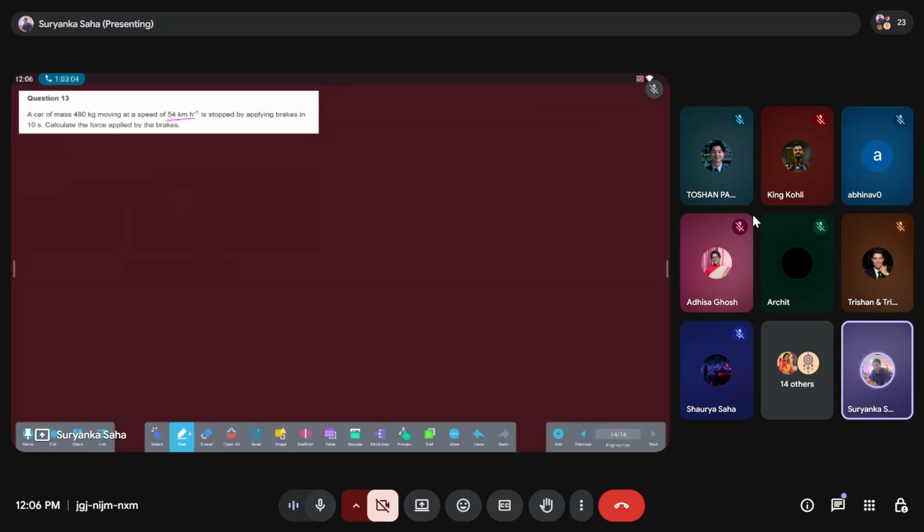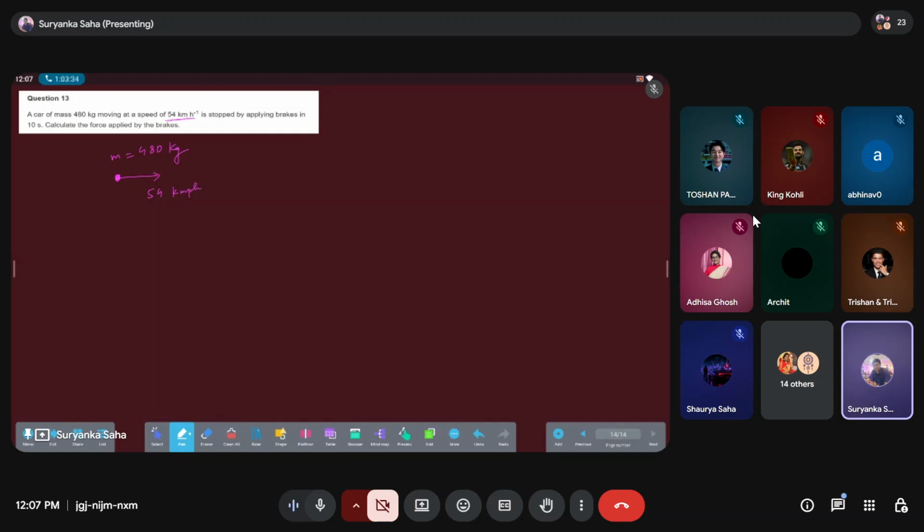Okay, so this car, I am drawing this car. This is the car, suppose. This is moving with a velocity of 54 meter per second, and the mass of the car is 480. Sir, that should be kilometer per hour. Yes, kilometer per hour, right. Look, I told you and I am making a mistake myself. That is kmph.